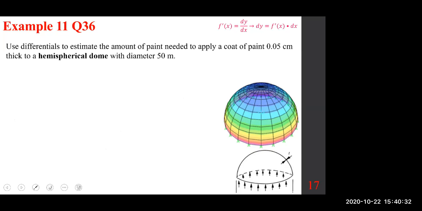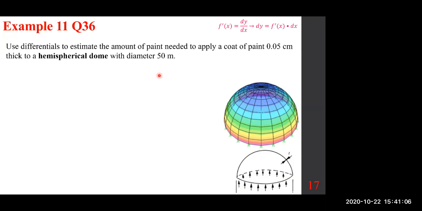We want to use the differentials to estimate the amount of paint needed to apply a coat of paint, which is 0.05 centimeters thick, to a hemispherical dome with a diameter of 50 meters. So first and foremost, R is 50 divided by 2, okay? And then, think about the concept. When you put a coat of paint, you are changing the volume by that much.